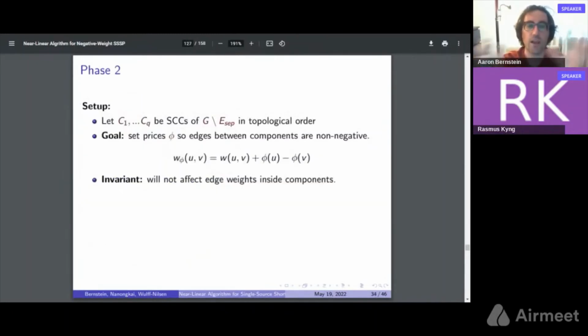So again, we have all of these SCCs in our graph, and we want to set the price function so that the edges between components become non-negative. But we also want to make sure that the edge weights inside components do not change, because we made sure that those are non-negative through phase 1, and we don't want to ruin all of that work. So we're going to set the prices in such a way that we just don't change the edge weights inside the components at all.